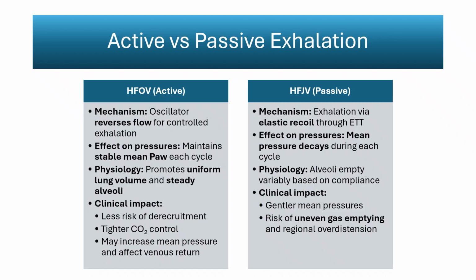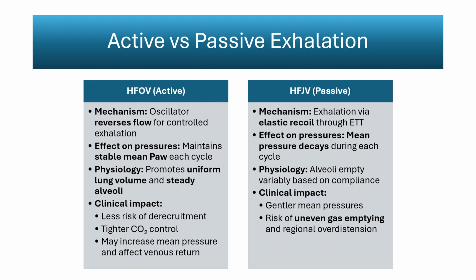In HFJV, exhalation is passive. After each jet pulse, the lung empties through its own elastic recoil and airway resistance. The ventilator does not actively withdraw gas. As a result, the time allowed for expiration becomes critical.